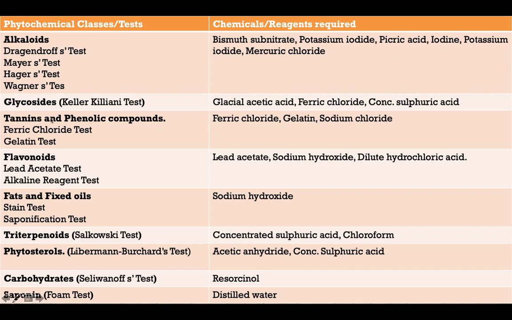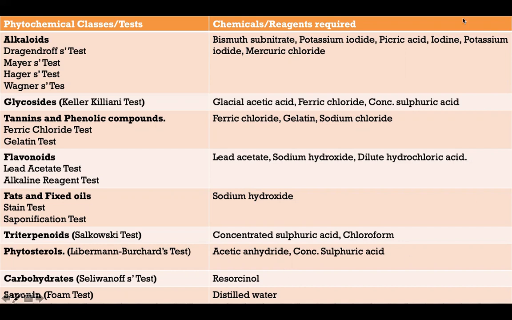Likewise, the other test is for the determination of tannins and phenolic compounds in your plant extracts. For that, we will use the ferric chloride test and gelatin test. For flavonoids, these are the tests. For fats and fixed oil, these are the tests. For triterpenoids, these are the tests. For phytosterols, for carbohydrates, and for saponins, these are the test names. And these are all the chemicals or reagents which you require.